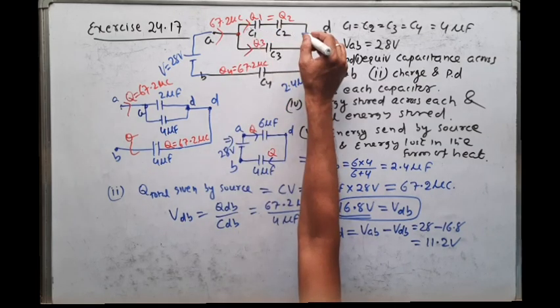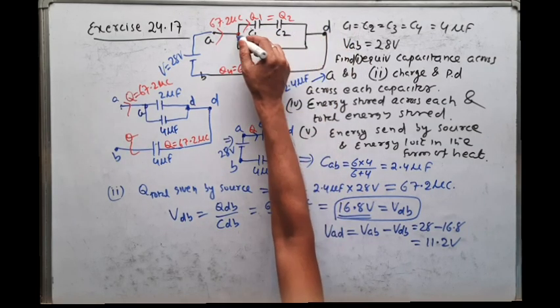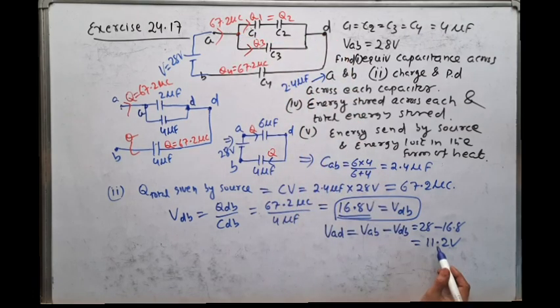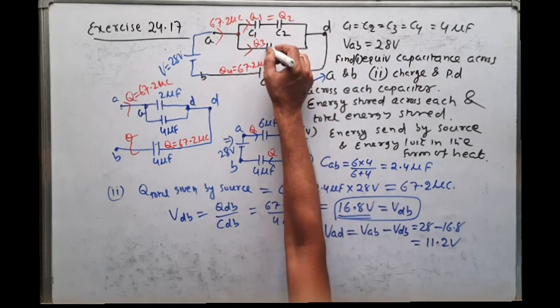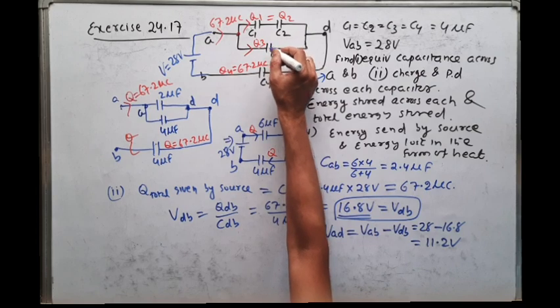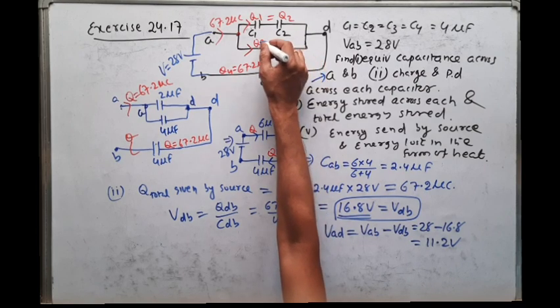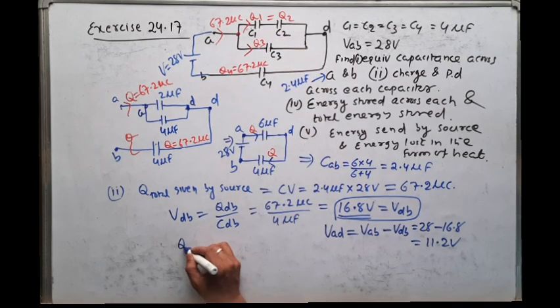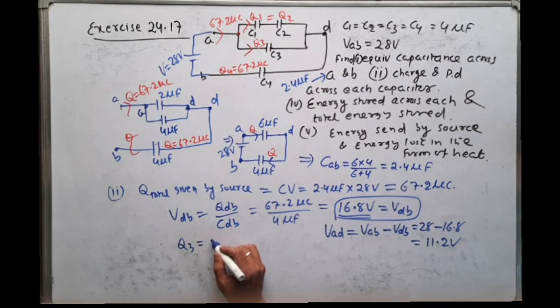Okay, let us say you come to here. This is A point, this is D point. So across A and D, we got voltage 11.2. So here the 11.2 is the voltage, capacitance is 4 microfarad. You can find Q3. So what is Q3? Q3 is nothing but the Q is equal to CV.